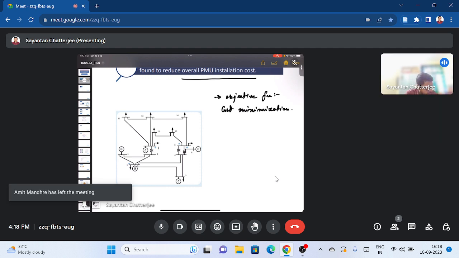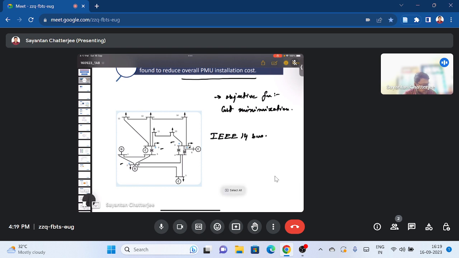Here we can see that after the PMU placement has been done, buses 2, 6, 7 and 9 have the PMUs, and the others don't require placement of PMUs. This is the IEEE 14 bus system, and this is a transmission system.